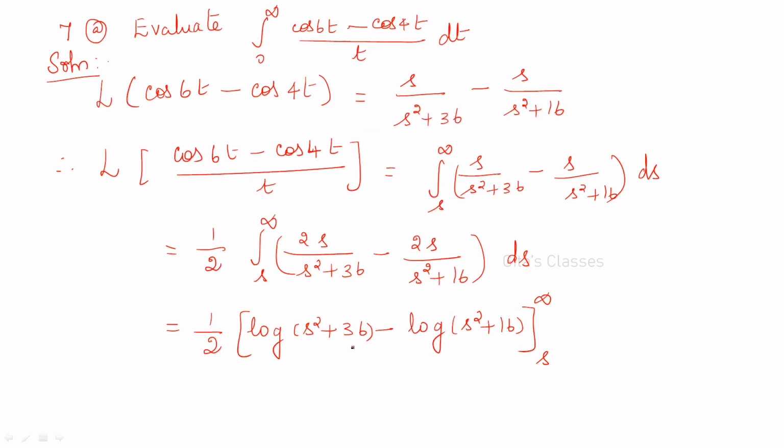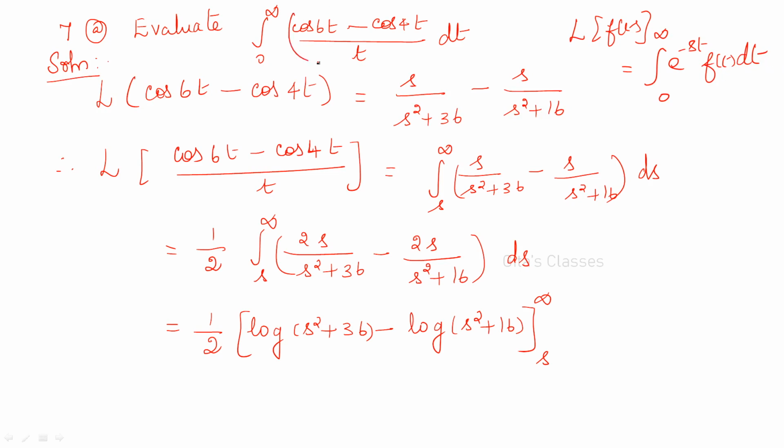Next is evaluate integral 0 to infinity cos 6t minus cos 4t by t into dt. Whenever you have evaluation from integral 0 to infinity, we know that L of f of t is equal to integral 0 to infinity e power minus st into f of t dt. Okay, so let us find out this f of t. L of f of t you have to find out. Then compare with integral 0 to infinity e power minus st f of t dt.